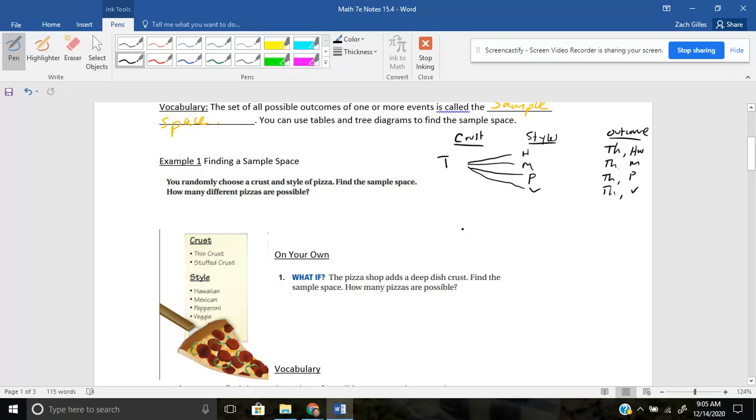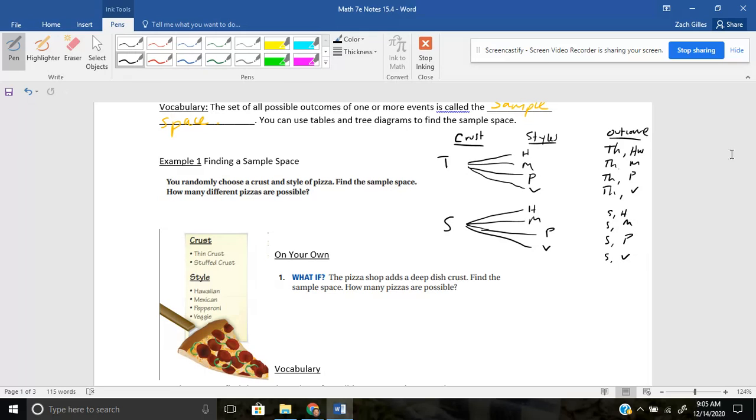Or I could get a stuffed crust and get all the same styles. So I could get stuffed crust Hawaiian, I could get stuffed crust Mexican, I could get stuffed crust pepperoni, or I could get stuffed crust veggie. And the same would work for the outcome. Stuffed crust Hawaiian, stuffed crust Mexican, stuffed crust pepperoni, or stuffed crust veggie.